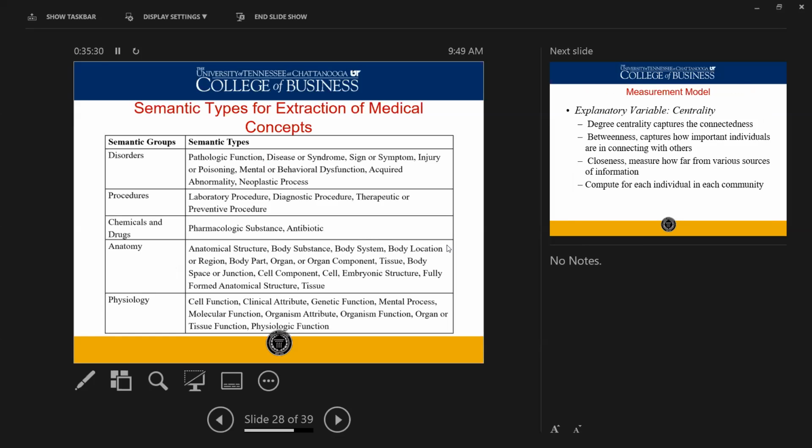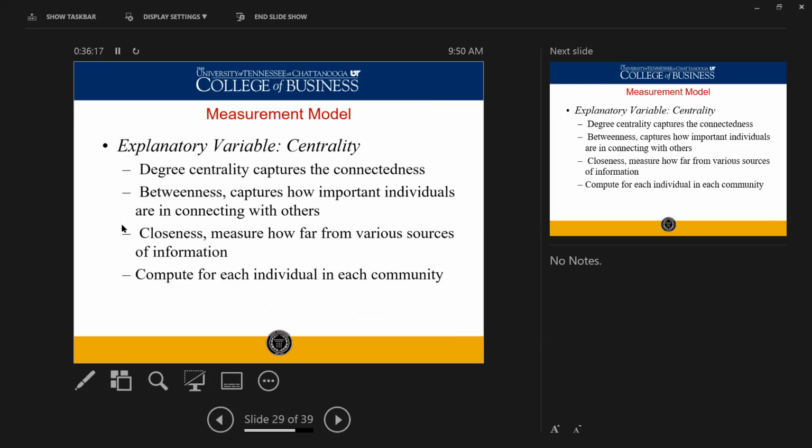Okay. So from this UMLS library, we extracted the semantic groups based on these terms. The UMLS library identified these semantic types, and then their semantic groups. So you could identify what the focus of these tweets is. These semantic types group into a group called disorders. These group into a group called procedures. These group into a group called chemical and drugs. These group into anatomy, and these group into a physiology group. So we used that.